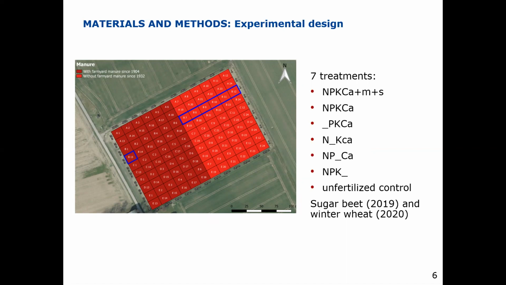The blue rectangle in the graph shows the place of the treatment for both sugar beet in 2019 and winter wheat for 2020. The sugar beet, the variety called BTS 7300N, was sown in April 2019 and harvested in the same year in November. For winter wheat, the variety called Boss was sown in December of 2019 and harvested in August of 2020.